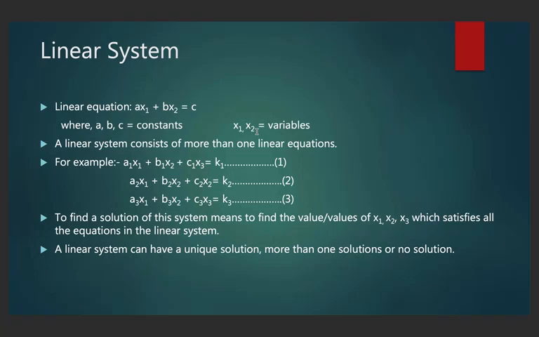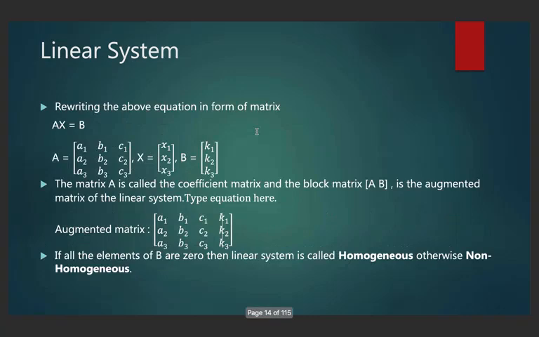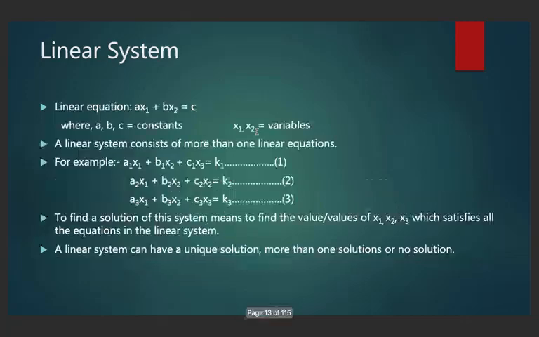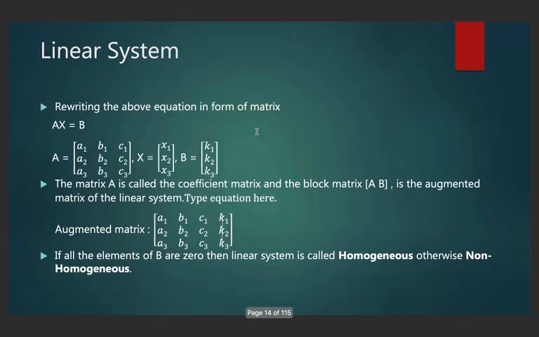A linear system can have a unique solution, more than one solution, which is infinitely many solutions, or no solution at all. We will be learning about this further. So rewriting the above equations in the form of a matrix, it's a1, b1, c1 in the first row, a2, b2, c2 in the second row, a3, b3, c3 in the third row, and X is x1, x2, x3. B is k1, k2, k3. So the matrix A is called the coefficient matrix, and the block matrix AB is the augmented matrix of the linear system. So here is the augmented matrix. If all the elements of B are 0, then the linear system is called homogeneous, otherwise non-homogeneous.